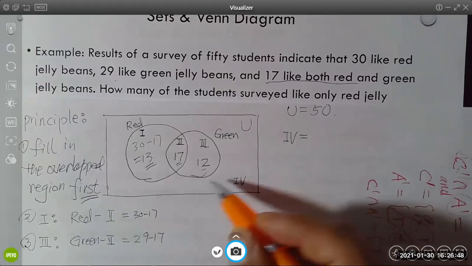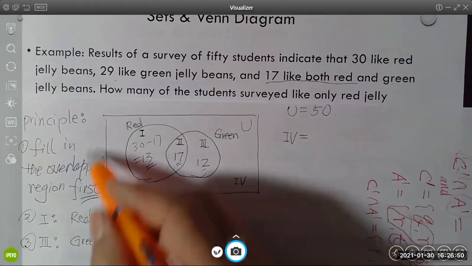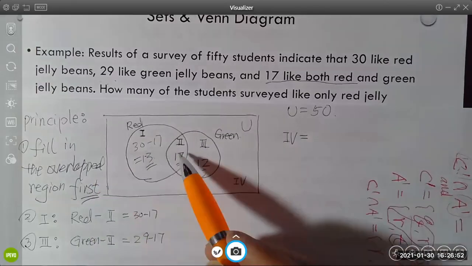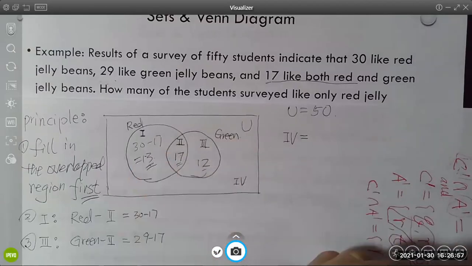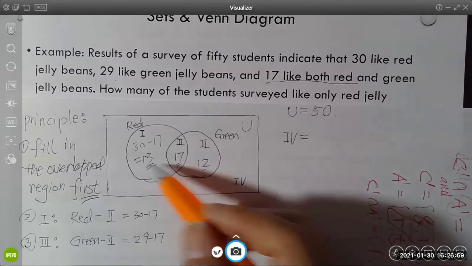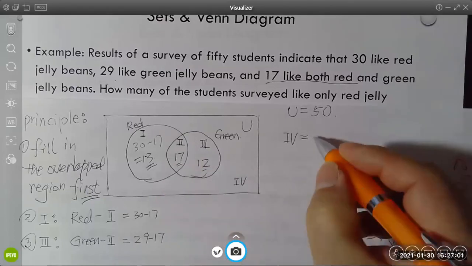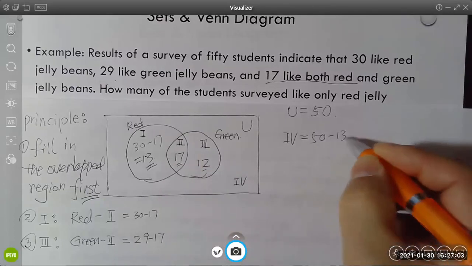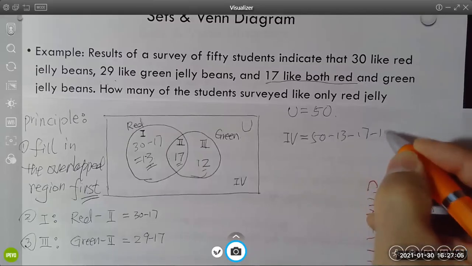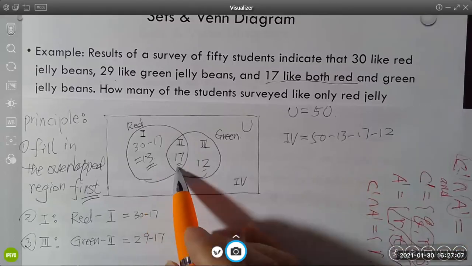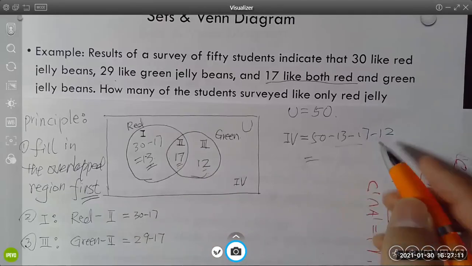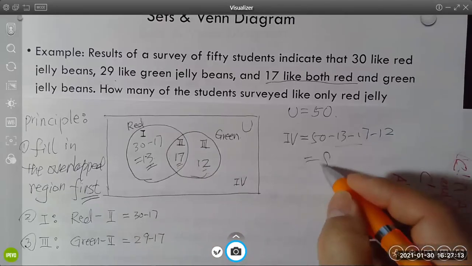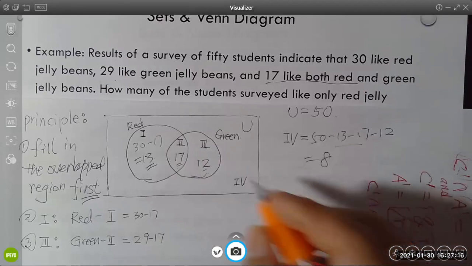Region 4 is the whole thing minus all the numbers in regions 1, 2, and 3, because the whole thing is only 4 regions. So we subtract the other 3 to get region 4. So 50 minus 13 minus 17 minus 12. Let's see what we get. This is 30, this is 42. We only get 8 left. So region 4 is 8.